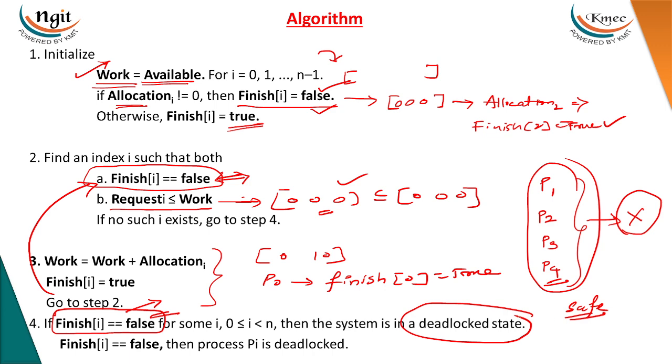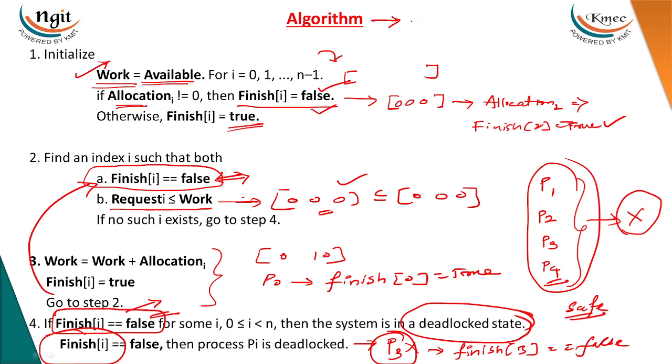If a system is in a deadlock state and some particular process is not completing its execution, suppose P3 is a process which is not completing its execution, it still has finish of 3 equal to false. Then we can say that P3 is causing the deadlock. So by using this particular algorithm, we can find which process is actually causing the deadlock.